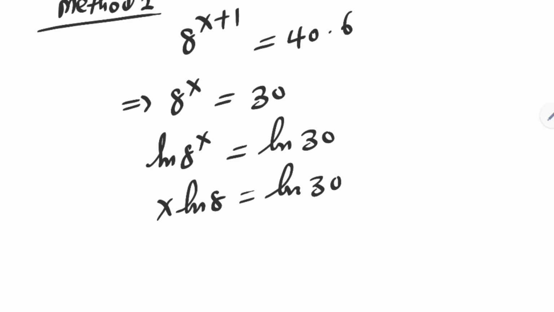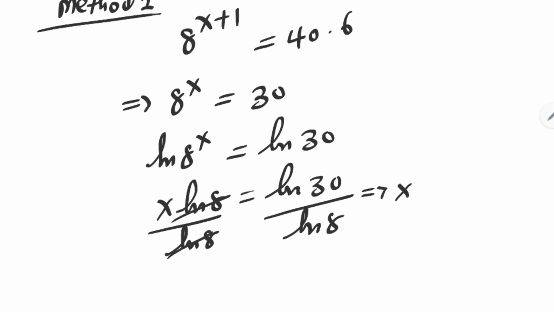We are looking for the value of x. Let's divide both sides by ln of 8. This divided by ln of 8. This ln of 8 cancels this ln of 8. x is equal to ln of 30 over ln of 8.